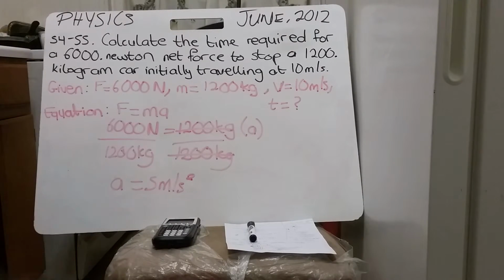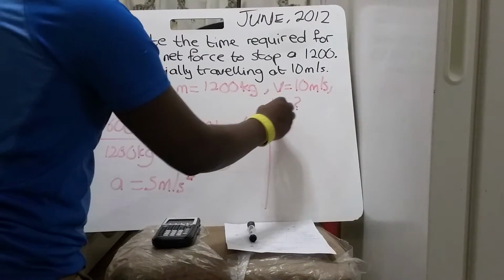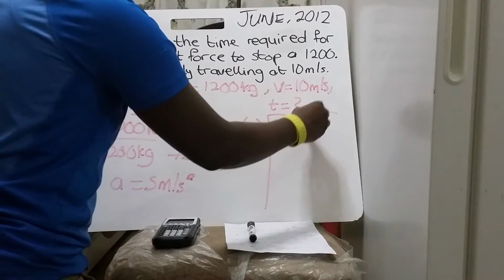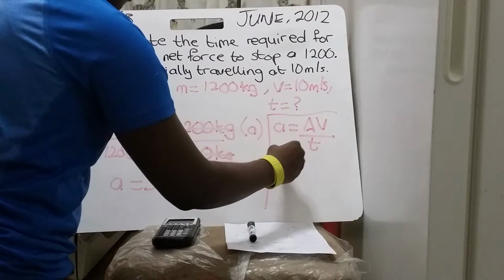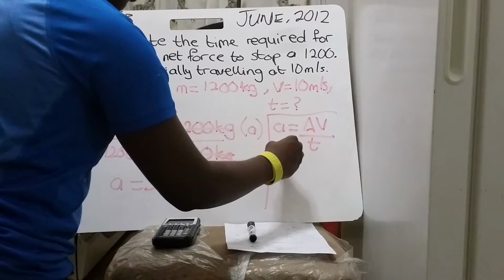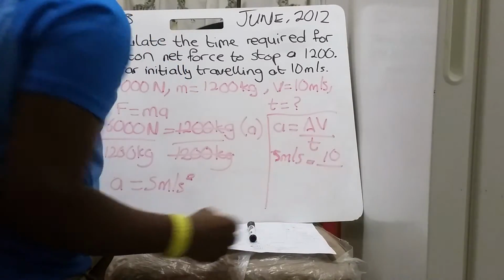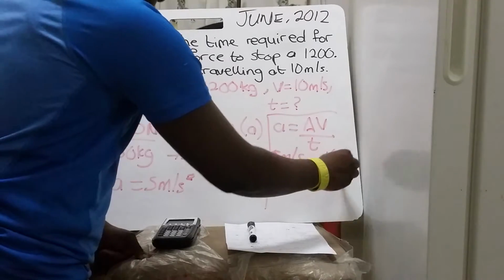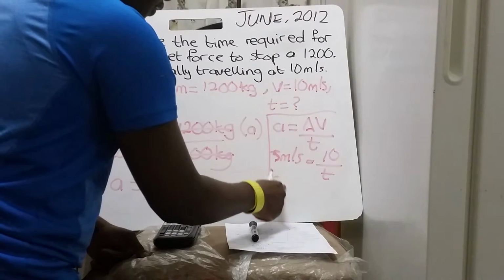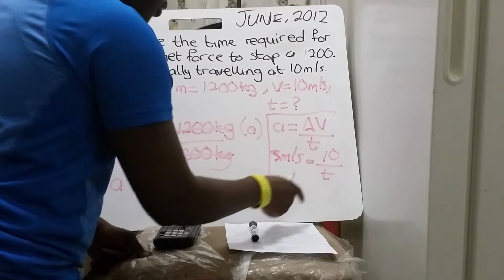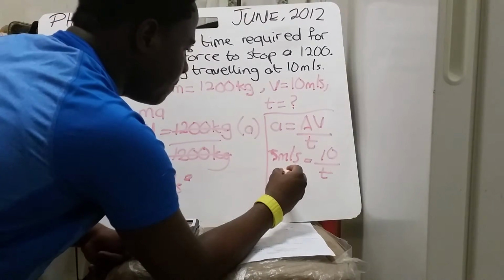So after finding acceleration, we know that acceleration equals change in velocity over time. So 5 meters per second squared equals 10 over time, which we don't know. So 5t. So we cross multiply in order to find t.